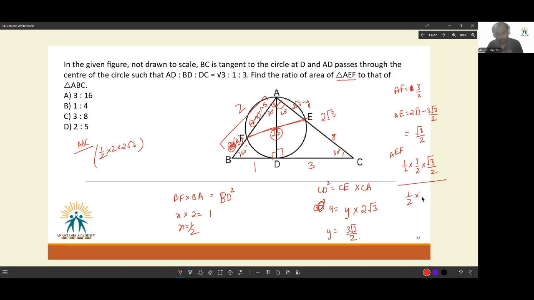Half into 2 into 2 root 3. Okay. So I can get rid of these halves. Then this root 3 and root 3 can get cancelled. These 2's will come down. Final ratio we'll obtain is 3 by 16, or option A will be the right answer.